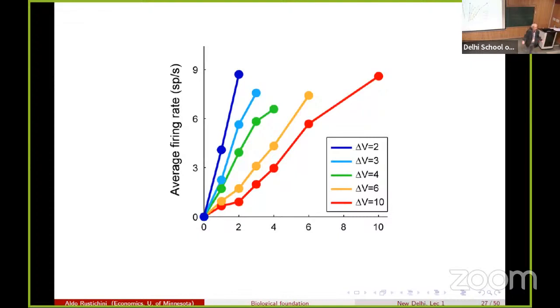Why are we, in the brain, a bunch of neurons that fire Poisson? I don't know. It's an interesting question. But it's a very simple process. Yes. And then, what is S? The slope of this line.